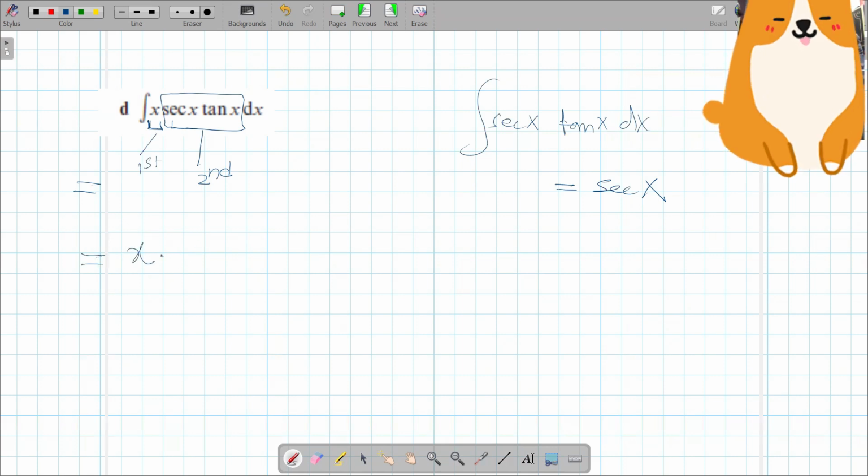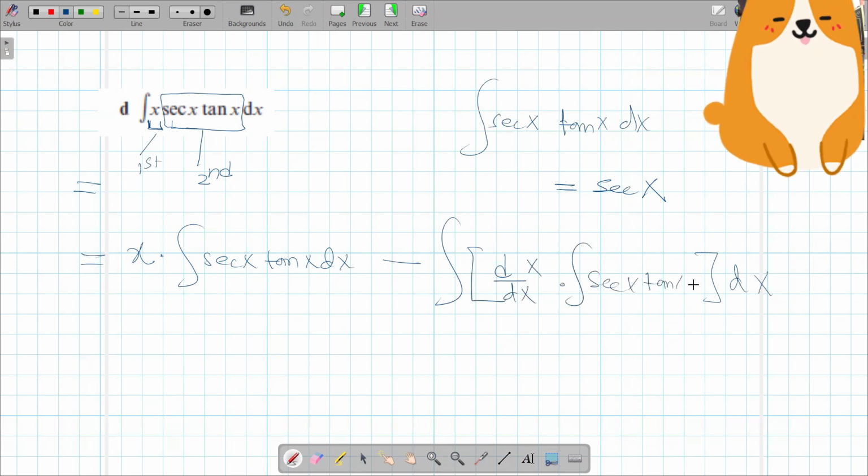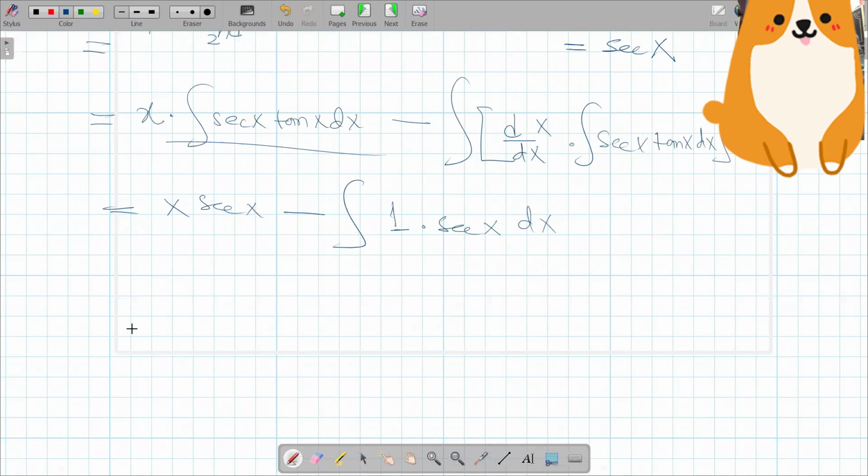First function same, integration of second function, minus integration of the derivative of the first function times the integration of the second function. The integration of sec x tan x is sec x. The derivative of x is 1. So we get x times sec x minus the integration of sec x dx.